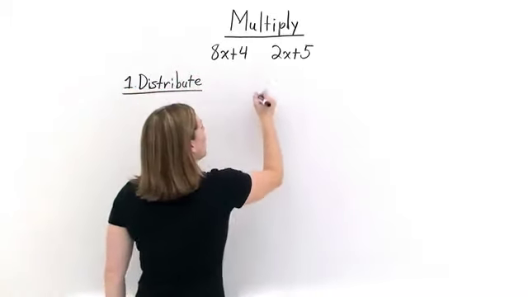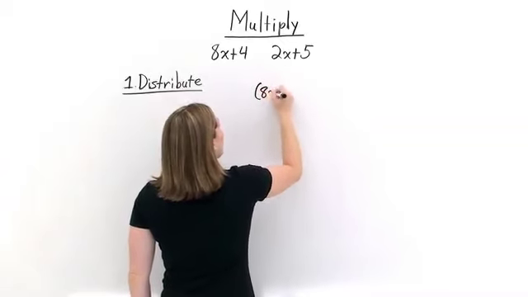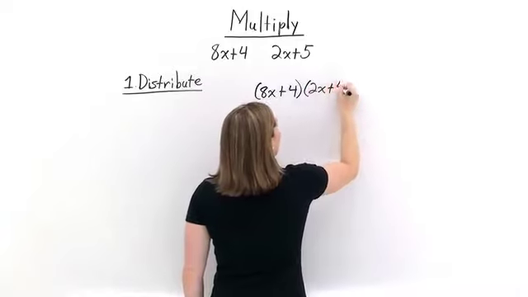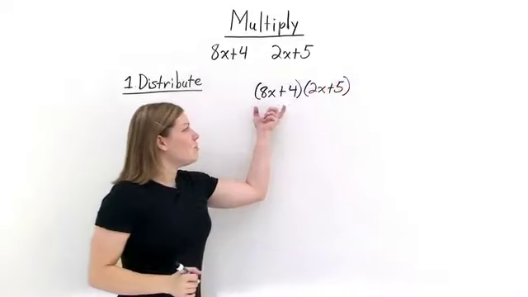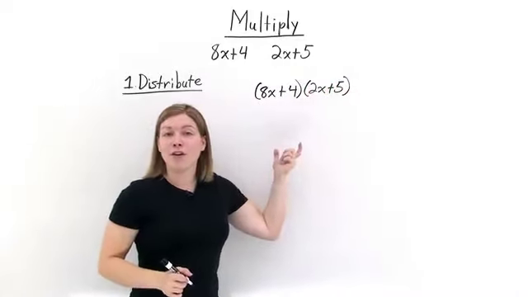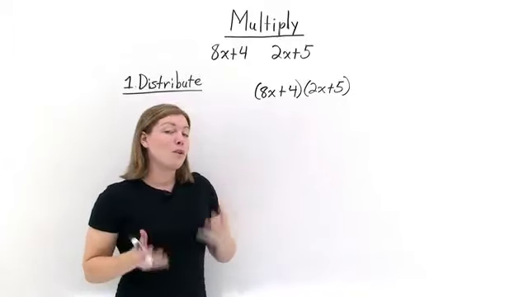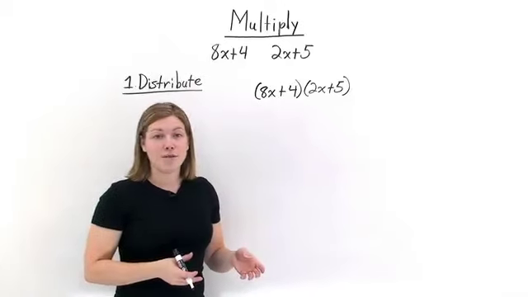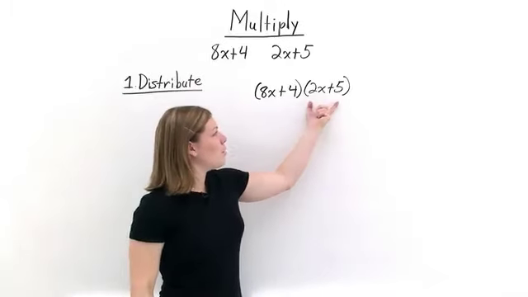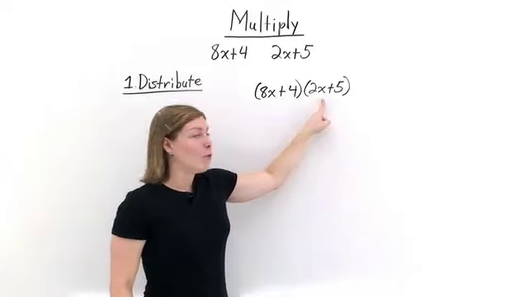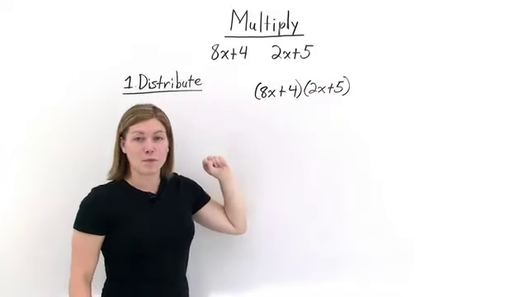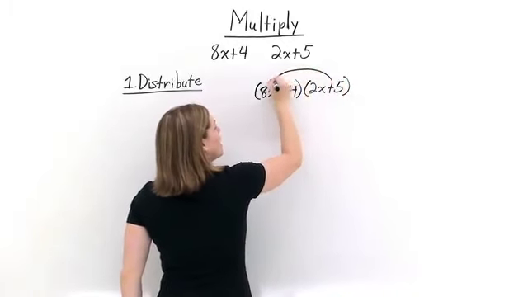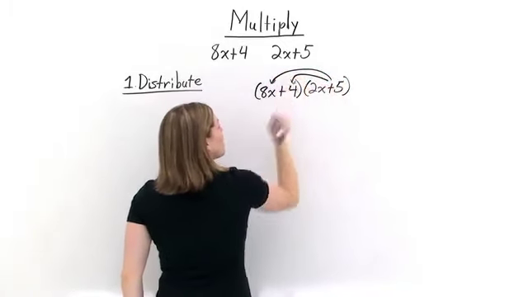If we set up this problem, we're trying to take 8x plus 4 times 2x plus 5. So we want to take these two binomials and multiply them together using the distributive property, which means we need to take one of these binomials and distribute it into the other. Well, let's take 2x plus 5. Let's take this binomial and distribute it into our other binomial. To do that, we need to take 2x plus 5 and distribute it into both 8x and 4.